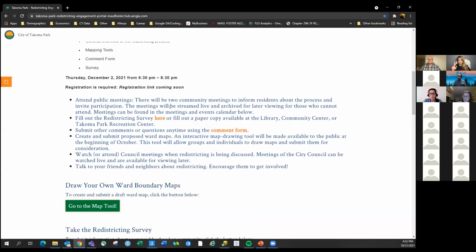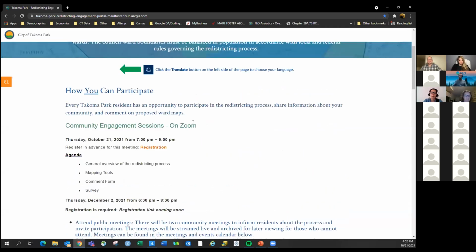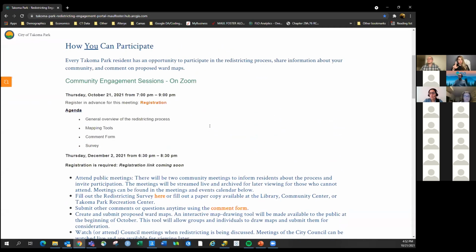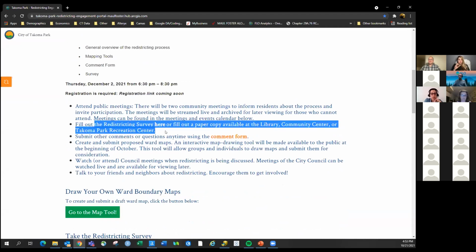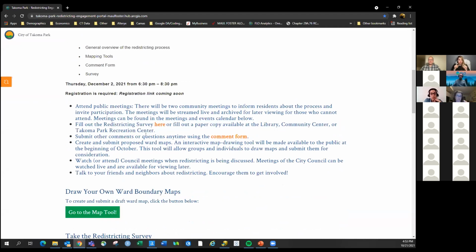Excellent. All right. So this is the City of Takoma Park redistricting site, set up for just about everything I just talked about: submitting your communities of interest, questions, comments, and then ultimately the mapping tool. So there are a few different ways, if you haven't already been to the site, to get in touch and submit your opinions. There are of course the public meetings, with another one coming up at the beginning of December. We have the redistricting survey that I'll take a quick look at in just a bit. You can also submit other comments and questions via another comment form.